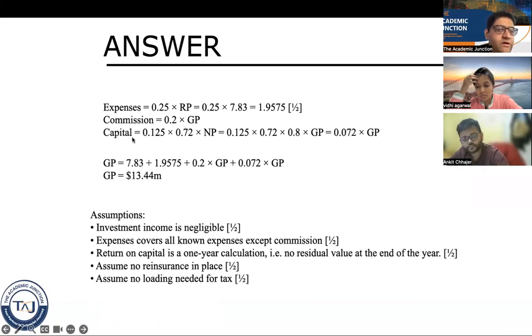Then your investment income is negligible, expenses cover whatever assumptions you have, assume no reinsurance in place, assume no loading for tax and things like that, and you get the answer. Now, straightforward in my opinion, just a simple equation. Clear? Yes. I added capital required also.